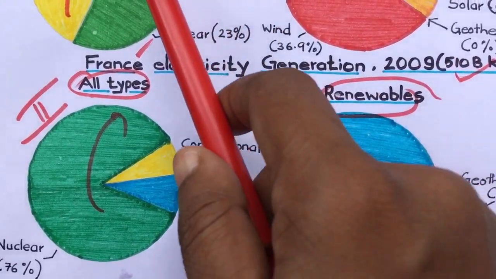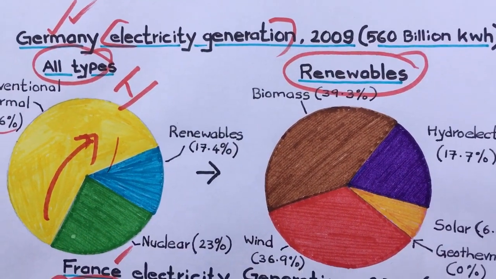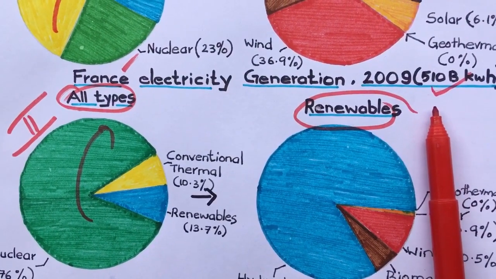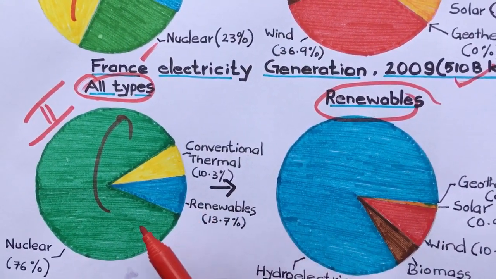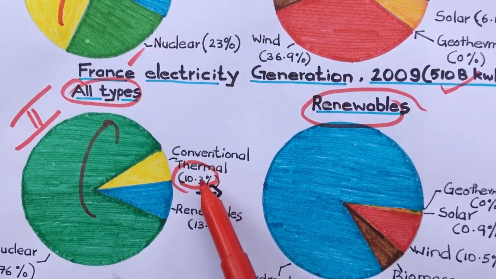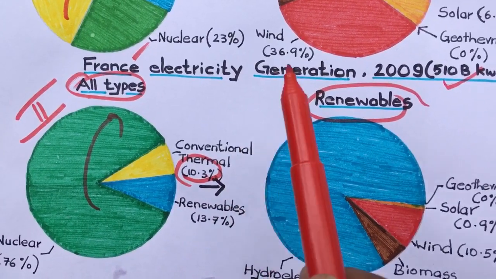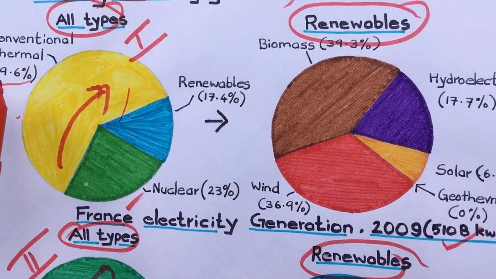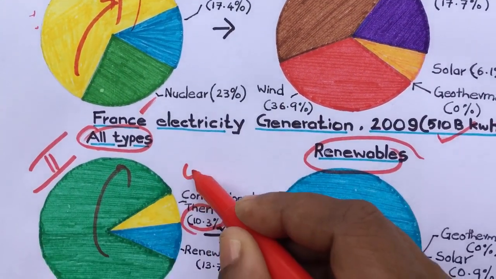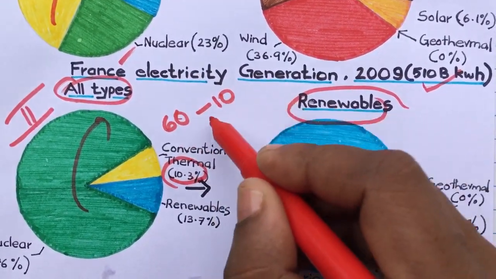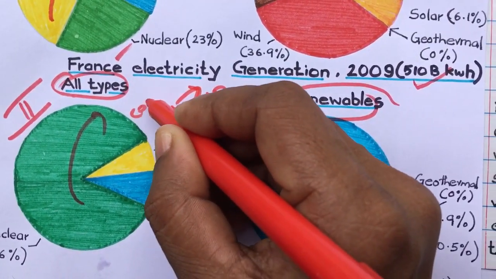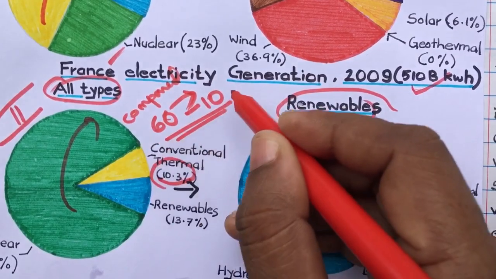Okay, here it was how much? 560, and here it is 510. So that means a negative trend, a lower trend. Okay, and in contrast to Germany, conventional thermal accounted for 10.3%. See here, conventional thermal accounted for 10.3%, and here it is how much? A large amount. It's almost 60%. Got it? So I have made a comparison because 60 to 10, see the difference? So it's a major trend. I have to compare it. So I have compared: as compared to Germany, this is this.